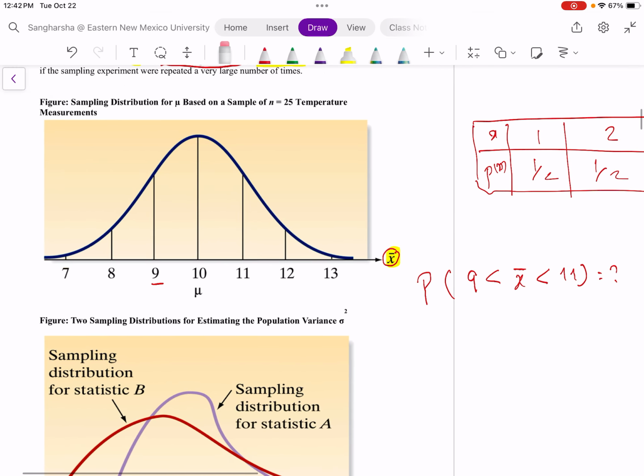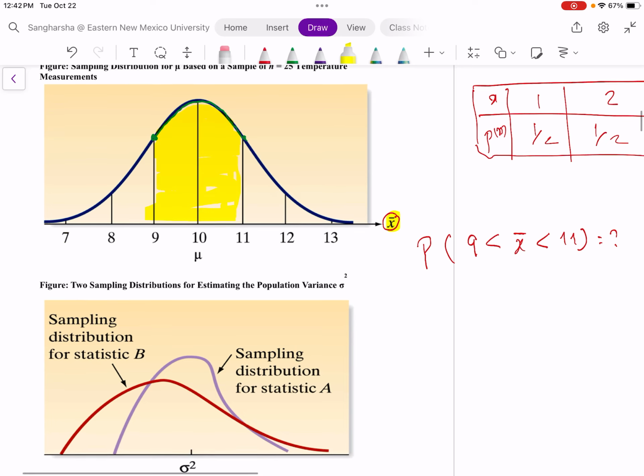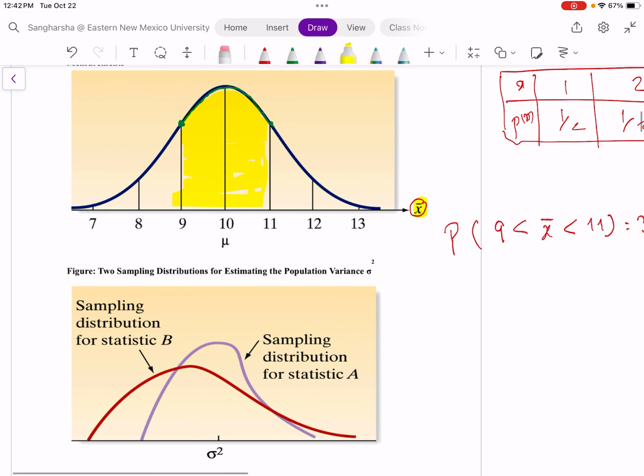So we use the same concept here. We have a 9 here, we have 11 here, so we want the graph from 9 to 11. This is the graph in between 9 and 11. So the area under this curve is the probability. So we find this area, and that area is the probability. Now you have this mu. This is a parameter. Again, we use this X bar to make an estimate of the parameter mu.